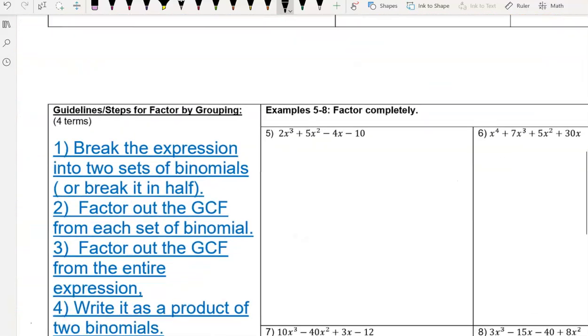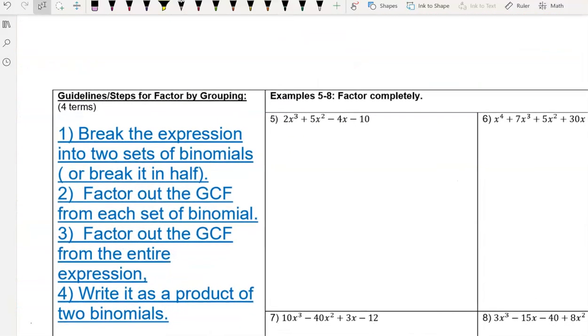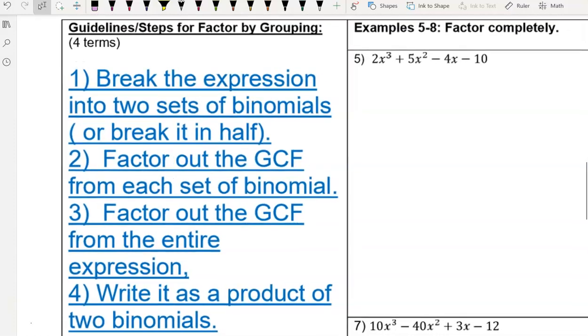Okay, so now we are moving on to factor completely. So we're adding on a little bit. Here are the guidelines to factor by grouping. Again, if you need to pause, hit pause and then copy the steps down. Step number one, break the expression into two sets of binomials, okay? So break it in half. Number two, factor out the GCF from each set of binomials. Number three, factor out the GCF from the entire expression. And number four, write it as a product of two binomials, okay? So what we want to do is factor out the GCF. Are you ready?